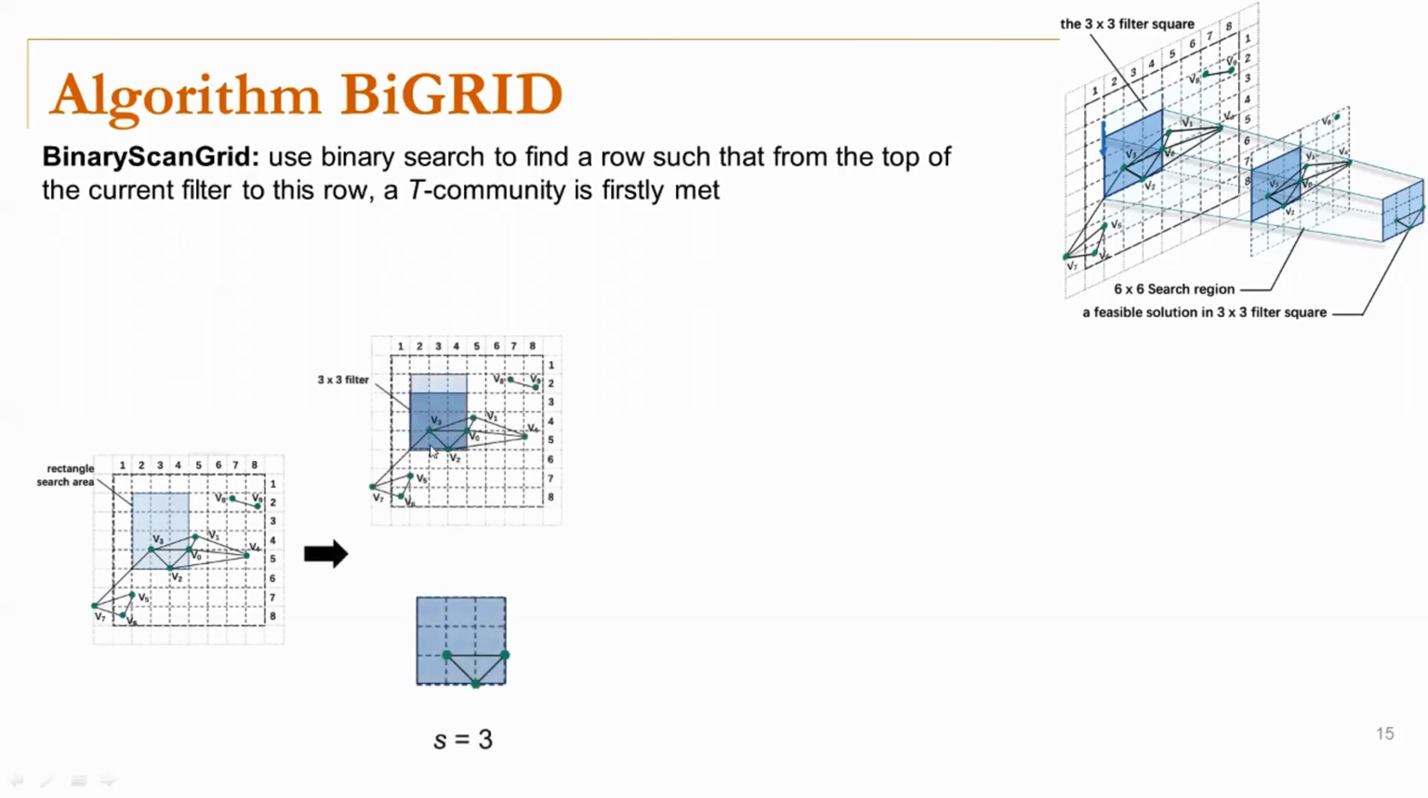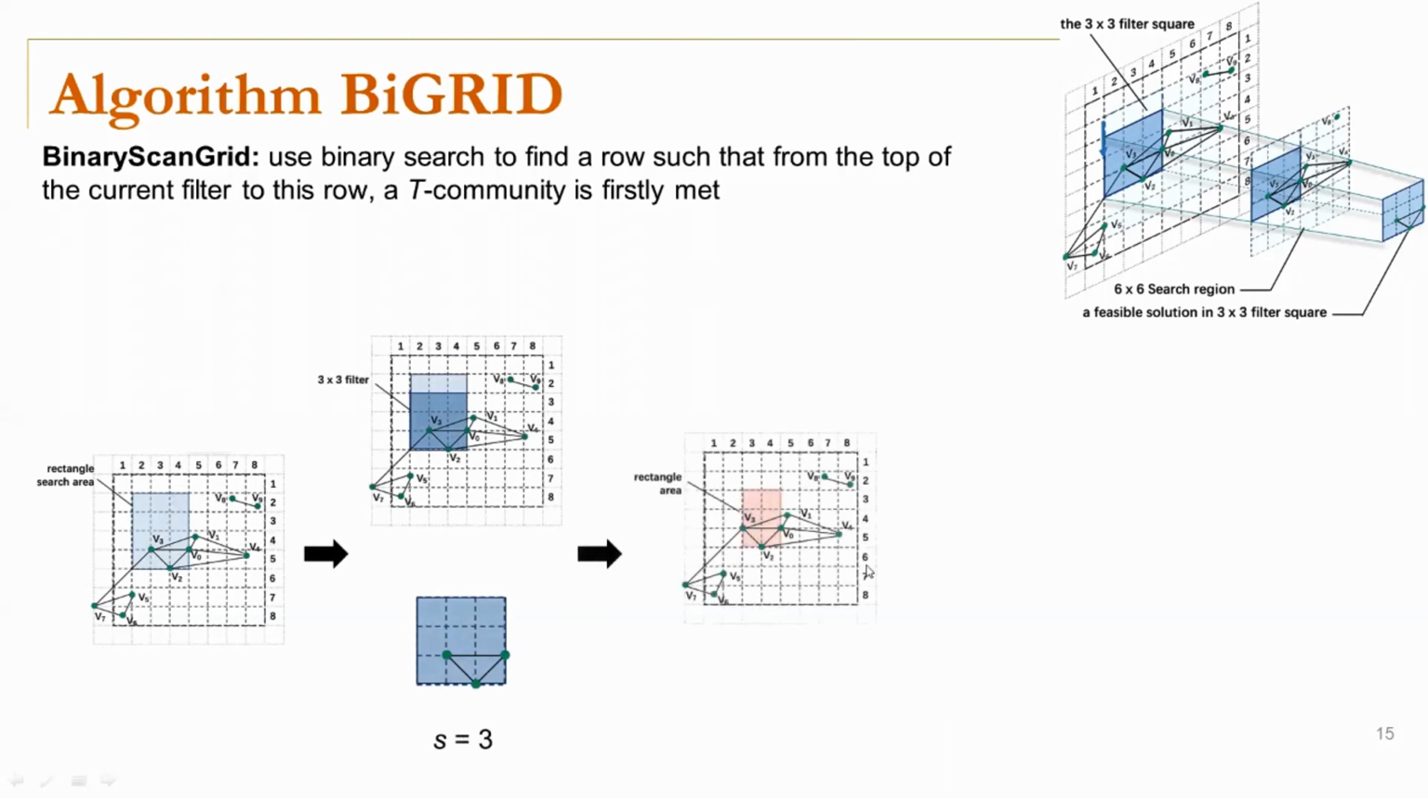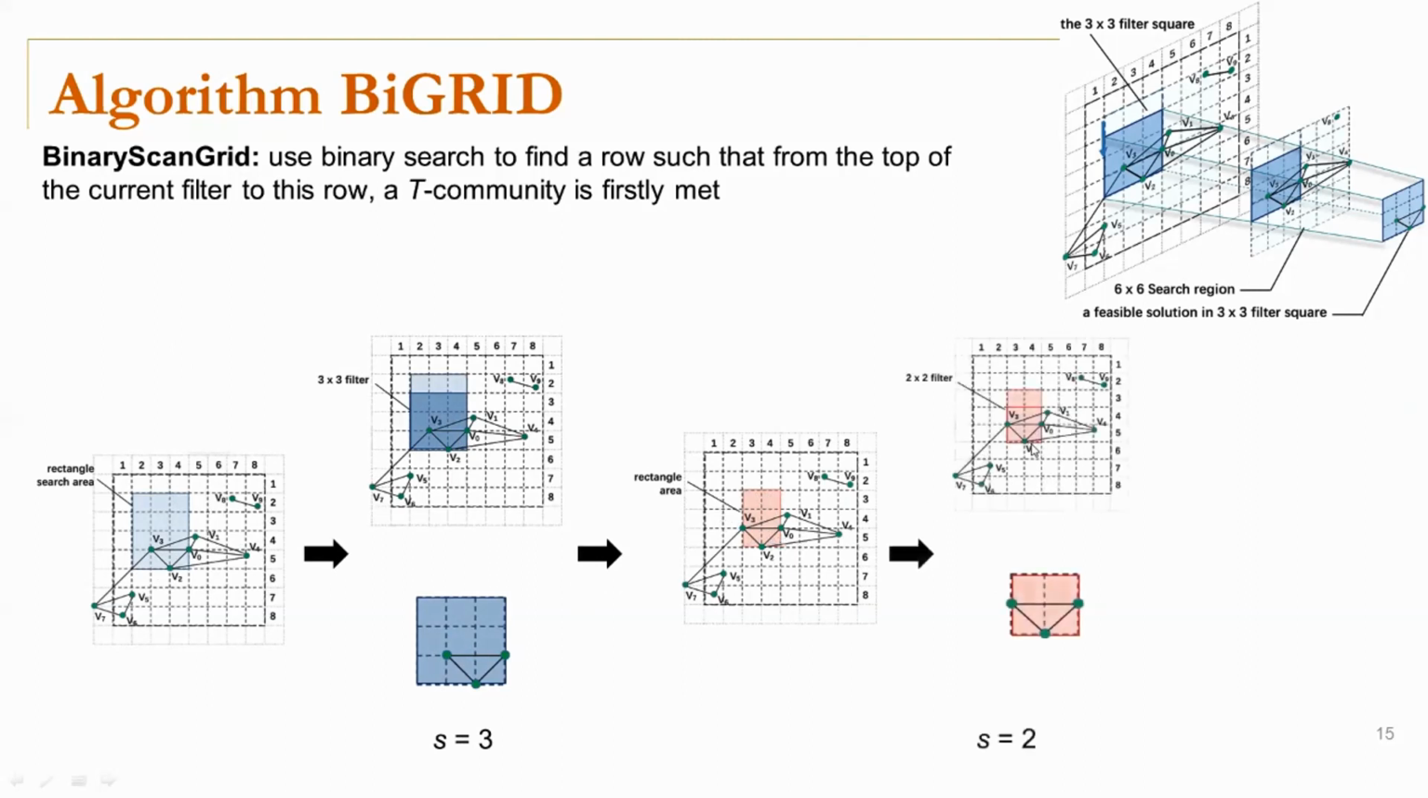And next, we move the bottom of the filter to this row, and we do a check, and we find a community in this square, which means that S can be further decreased. So we move to the next step by setting S to 2. And similarly, we use binary search to find this row, because from the top of the filter to this row, a T community is firstly enclosed. And then we move the filter to this position, and we find the T community, and we return it as a result. So the final result is in this square covering 2 times 2 cells, and nodes V0, V2, and V3 form the community which will be returned.